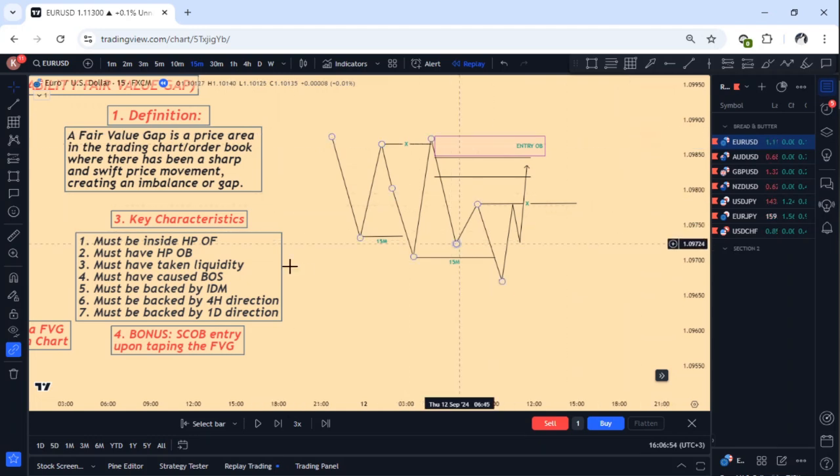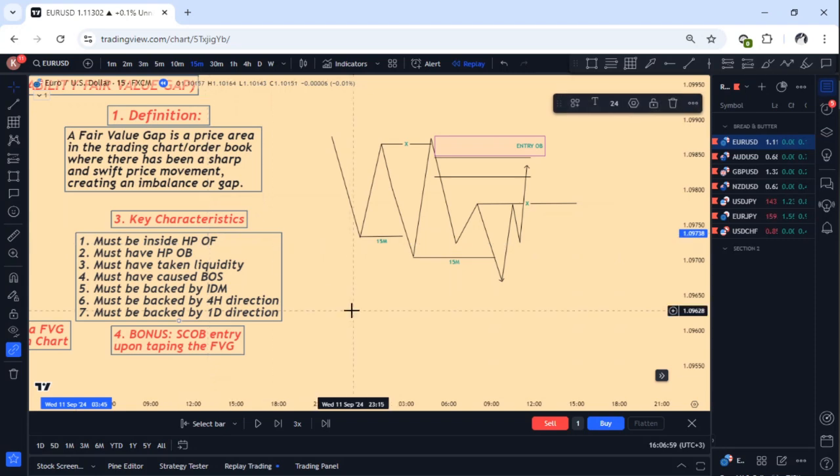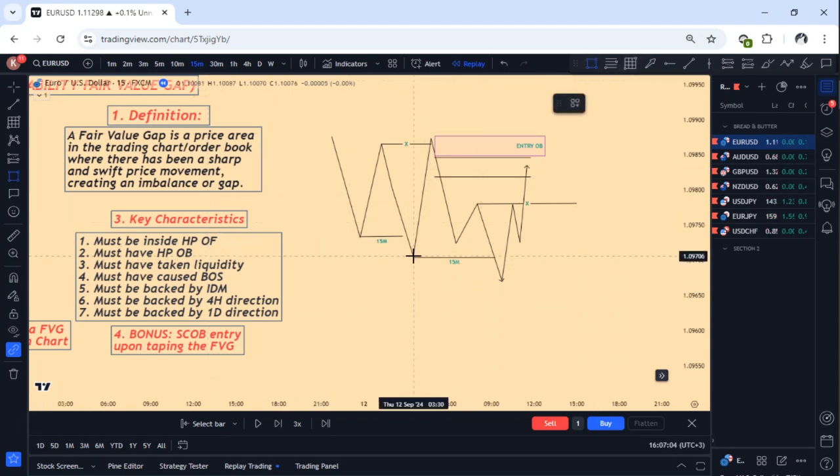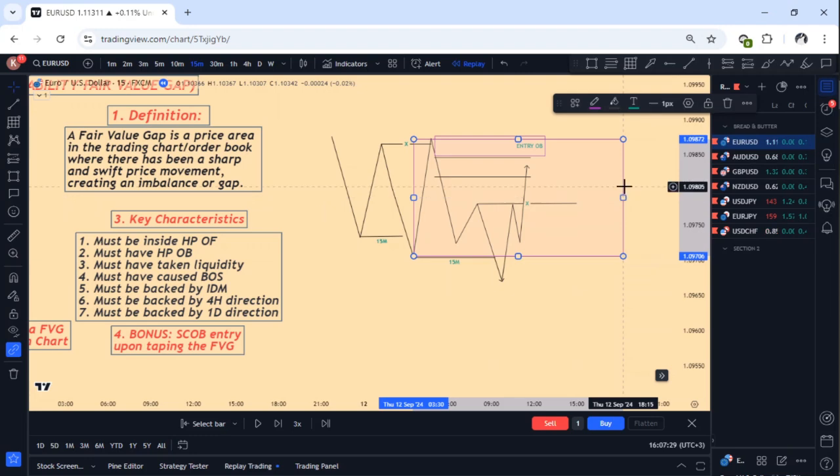So criteria number 1 must be inside high probability order flow. This is the high probability order flow, this here. Why? Because this order flow is high probability because it took the IDM of the previous candle move. At the same time, it is an order flow that broke structure down. So that means it is high probability. Go and check my video on high probability order flow. So that one is checked.